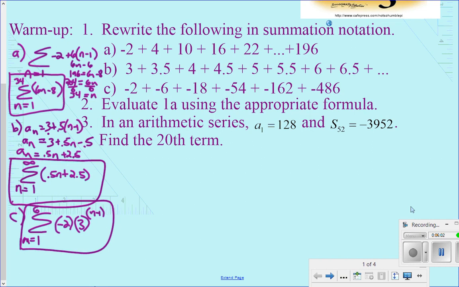Just rewrite the series as a sum. Rewrite all of the terms out with plus signs. The third set of directions in the homework and here in this warm-up is to evaluate. Remember that evaluate means tell me what the sum equals.